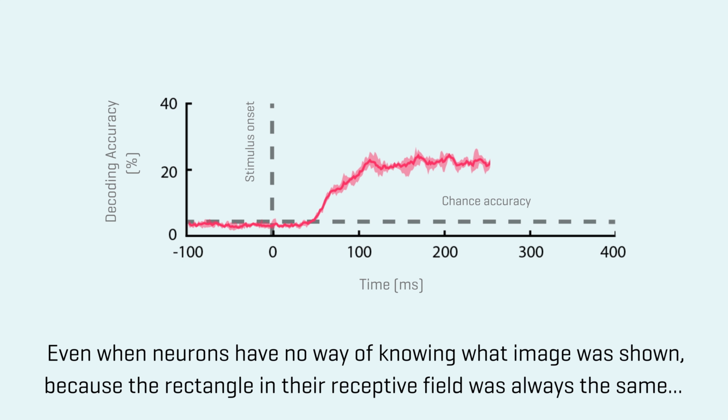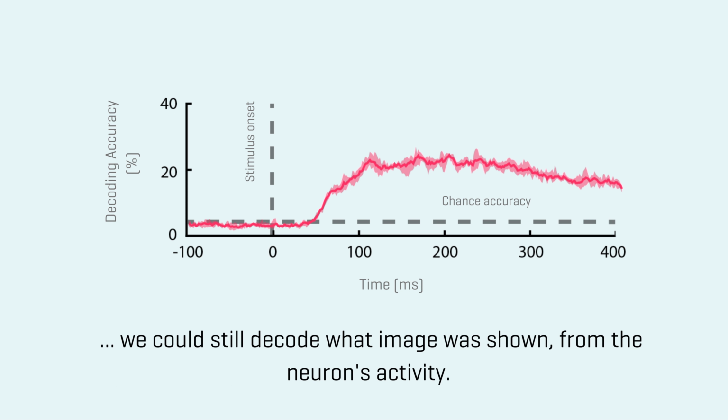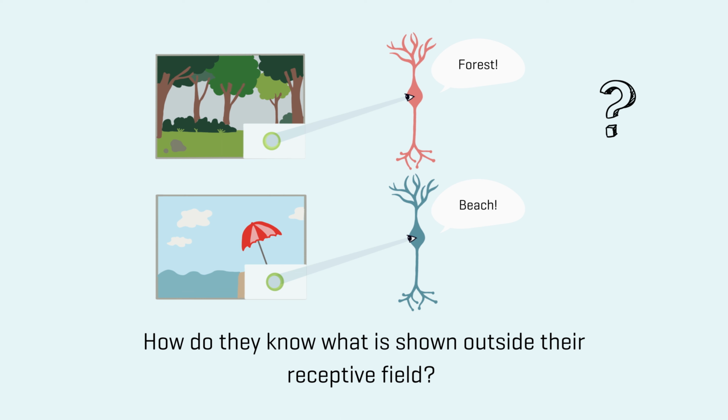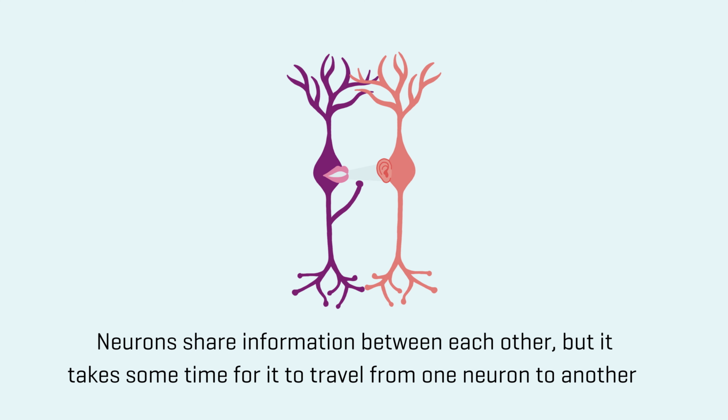Even when neurons had no way of knowing what image was shown, because the rectangle in their receptive field was always the same, we could still decode what image was shown from the neuron's activity. How do they know what is shown outside their receptive field? Neurons share information between each other, but it takes some time for it to travel from one neuron to another.